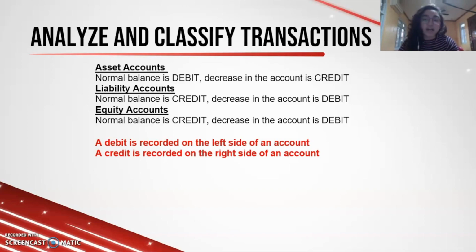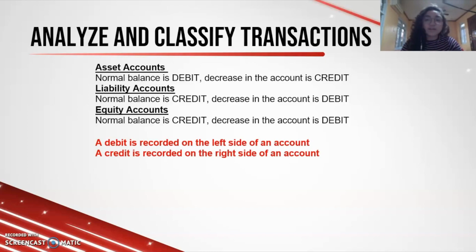So for asset accounts such as cash and accounts receivable, the normal balance is debit and a decrease in the account is credit. For liability accounts such as accounts payable and notes payable, the normal balance is credit and a decrease in the account is debit. For equity accounts, the normal balance is credit and a decrease in the account is debit. Always remember that a debit is recorded on the left side of an account and a credit is recorded on the right side of an account.